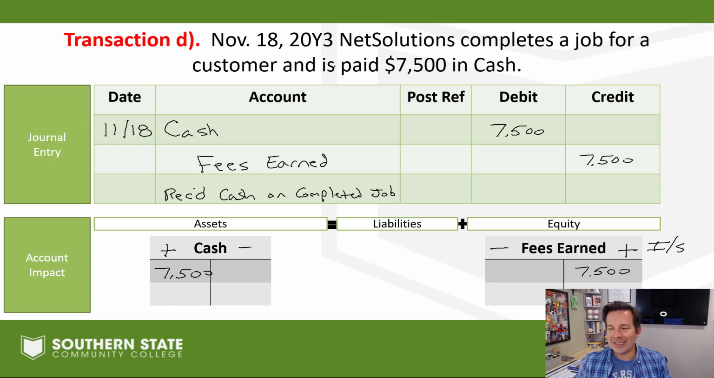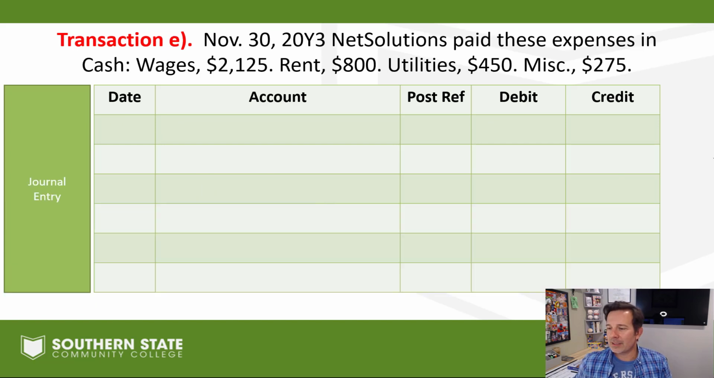Let's do another transaction here. On transaction E, we have expenses going on here. We got Net Solutions paying expenses in wages, rent, utilities, and miscellaneous. It paid for them in cash. So all kinds of expenses being paid here on November 30th.